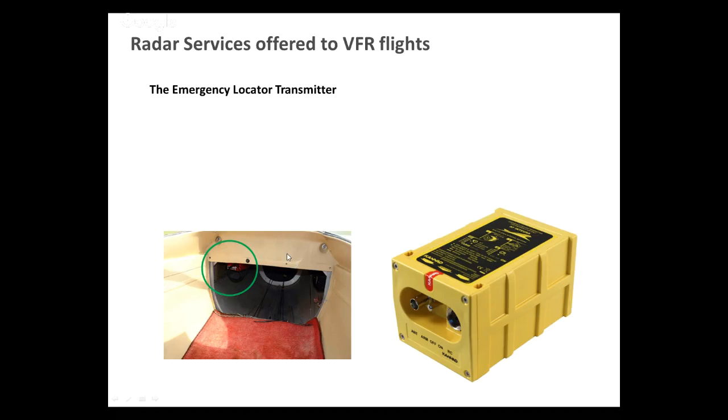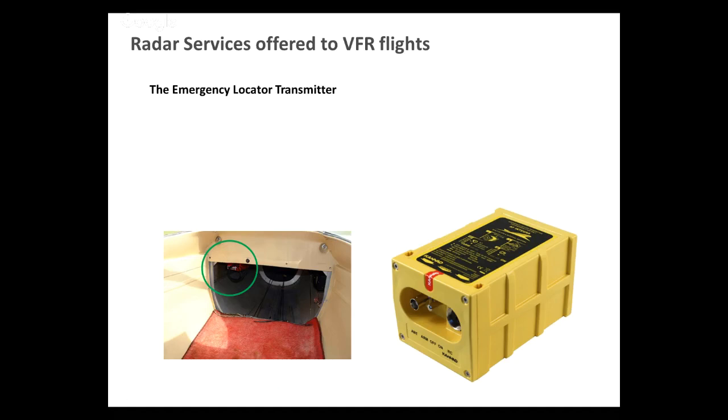And finally, another piece of equipment in the aircraft that deals with air traffic control is the emergency locator transmitter, or the ELT, as you'll hear it called for short. In short, the ELT is kind of a destruction-proof box that is designed to transmit a signal if the aircraft is put into a distress state.